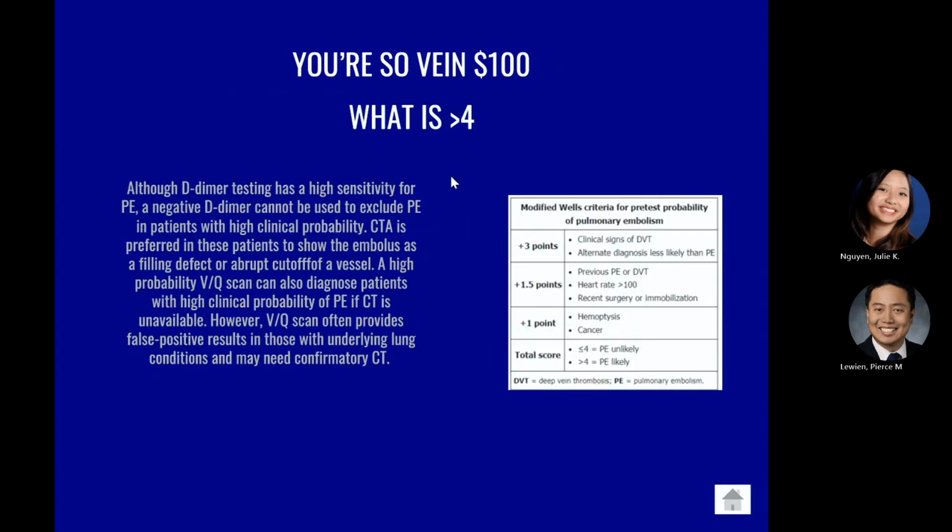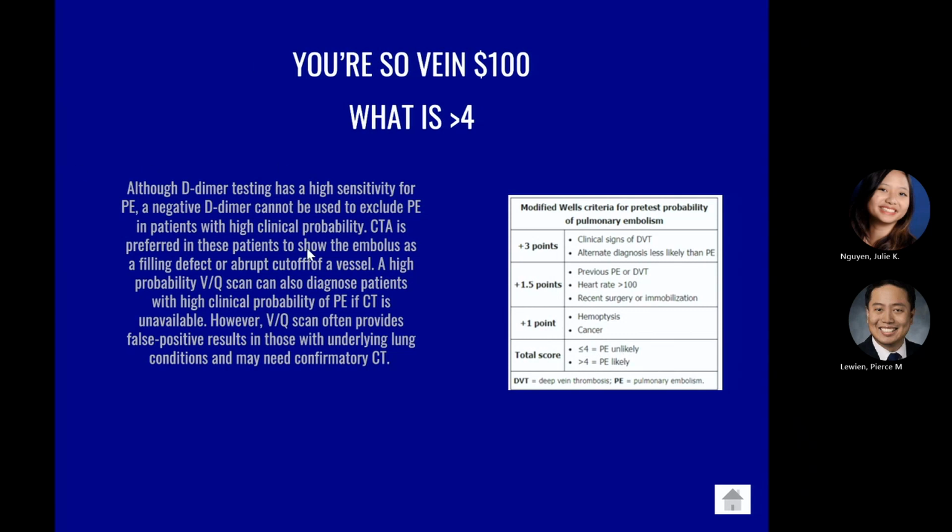4, basically. So these are the things that come into play when you calculate somebody's modified Wells score. More than 3 points when you think that no alternate diagnosis is possible in this patient and you have clinical signs of a clot in the leg. 1.5 points when the patient has had previous PE, DVT, heart rate more than 100, tachycardic, or has had recent surgery or immobilization. If the patient presents with cancer or hemoptysis, you give them 1 point, and more than 4 is PE likely, and less than or equal to 4 is PE unlikely.